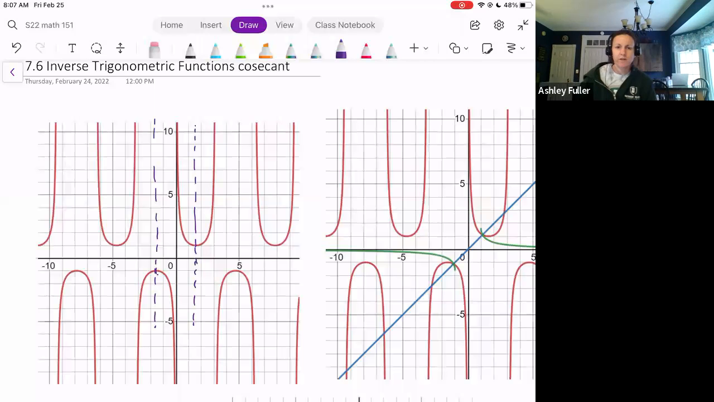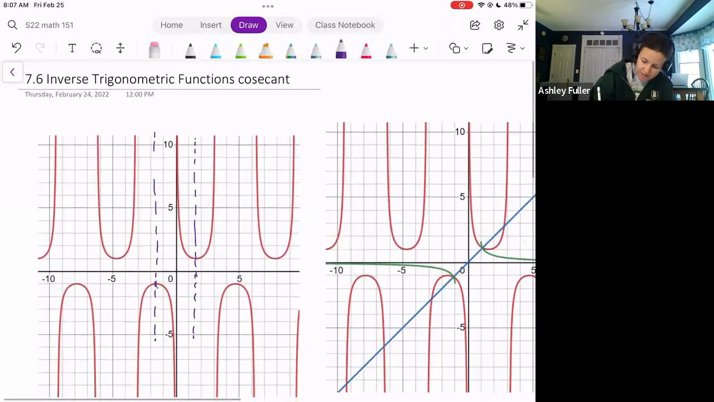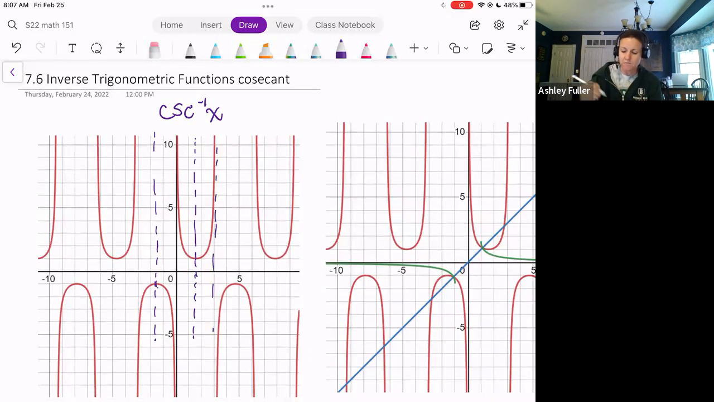The same concepts for inverses can be applied as we move into cosecant, secant, and cotangent. Let's look specifically at the inverse of cosecant. If you remember from the graph of cosecant, it has asymptotes every pi values. So there's an asymptote at pi, there's an asymptote at 2 pi, 0, and so on.